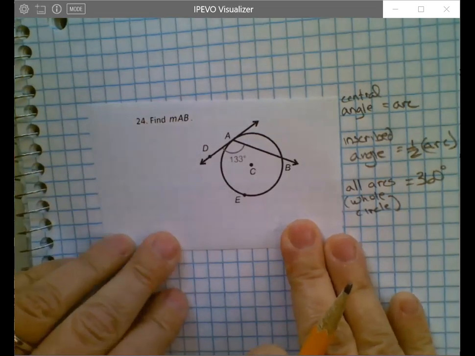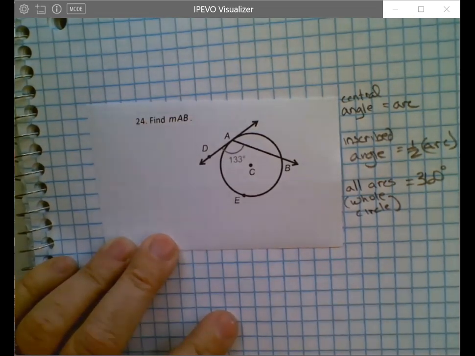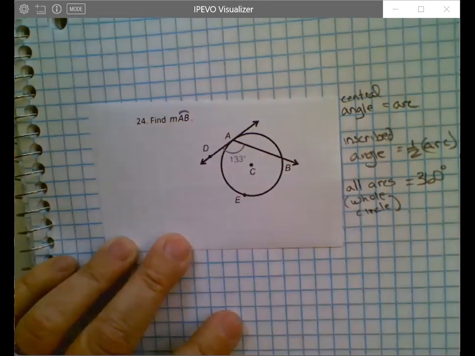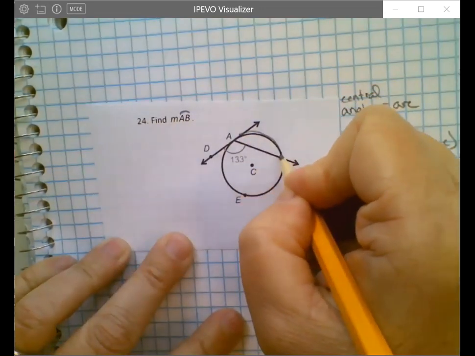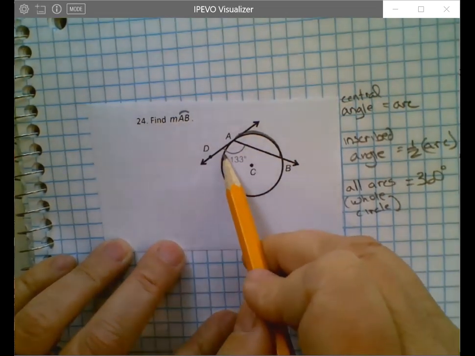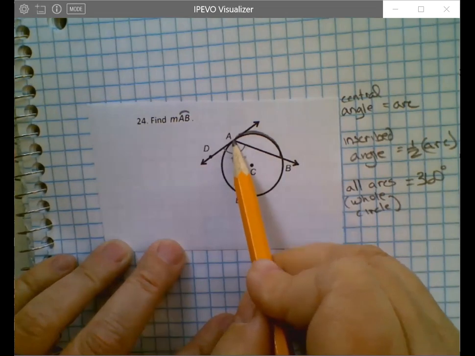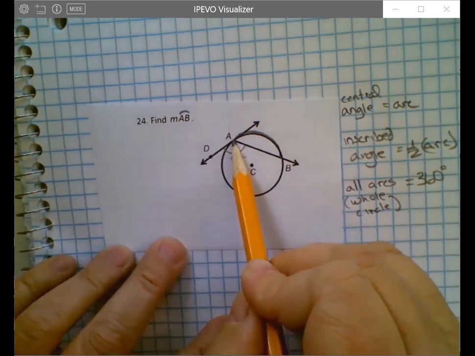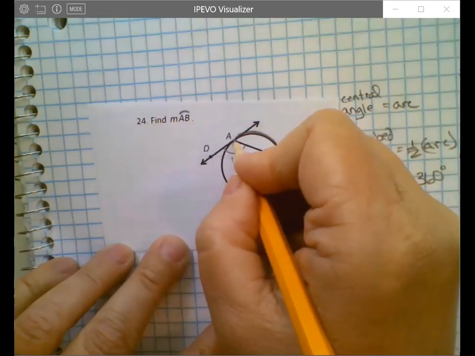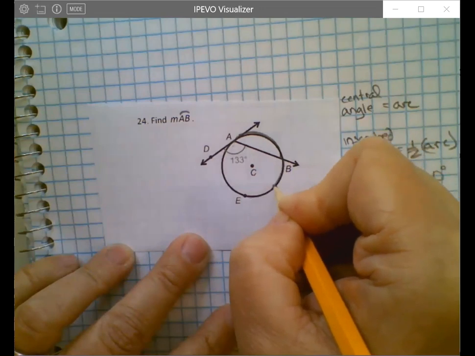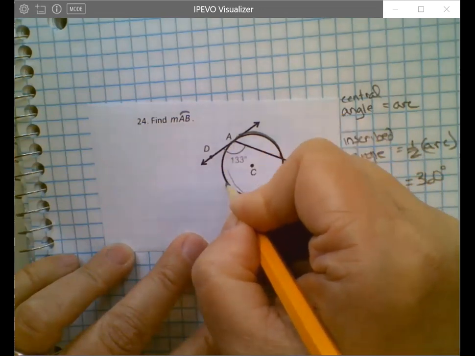Number 24 looks a little tricky. I'm trying to get measure of, this should say arc AB. So I'm trying to get this arc. This is a weird looking picture, but this angle 133, this is an inscribed angle. The vertex is on the edge of the circle, which means it has to be 1/2 of the arc it creates, which is this major arc right here, AEB.